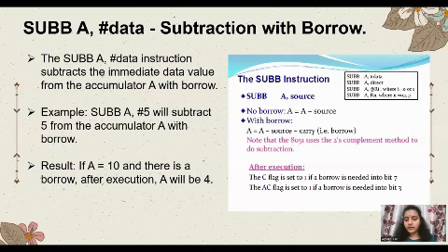Also note that the 8051 uses the two's complement method in order to do the subtraction. After the execution, the C flag will be set to 1 if a borrow is needed into bit 7. And the AC flag will be set to 1 if a borrow is needed into bit 3.